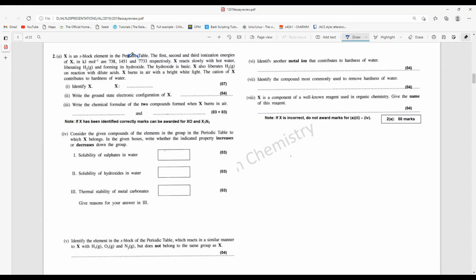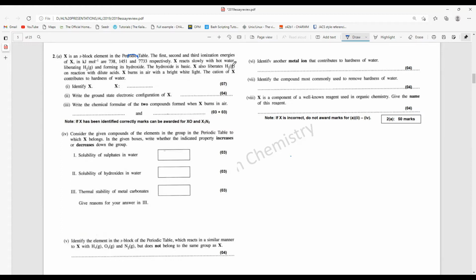We'll confirm that now. X reacts slowly with water. When you compare with group 2, we have beryllium, which does not really react with water. Then we have magnesium, it reacts very slowly, and calcium, very, very slow. It goes like that and forms hydrogen and its hydroxide. So basically, they are talking about magnesium hydroxide.